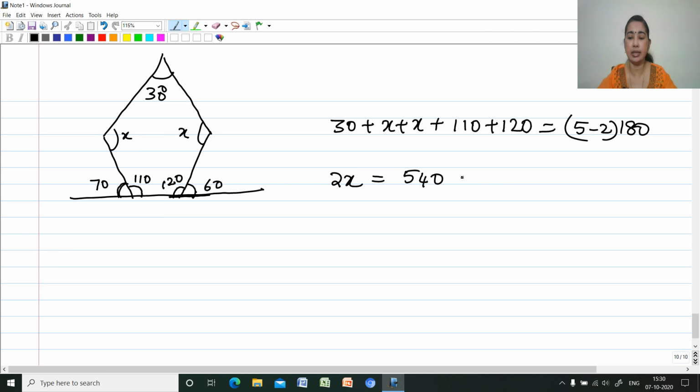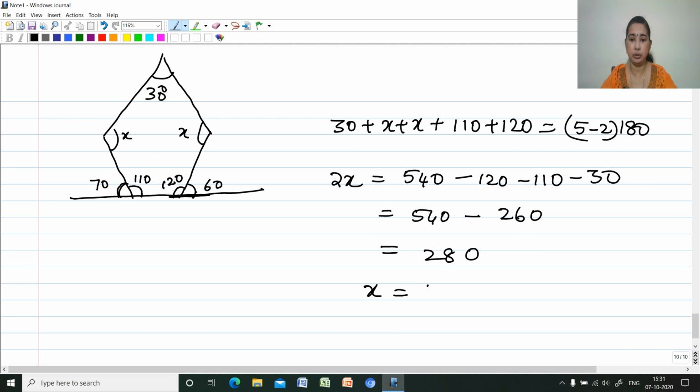The remaining three angles we can subtract: minus 120 minus 110 minus 30. That is 540 minus 260, which is equal to 280. So 2x equals 280, and x equals 140 degrees.